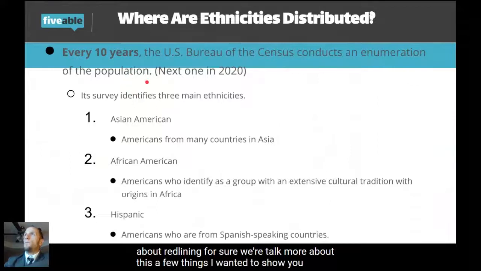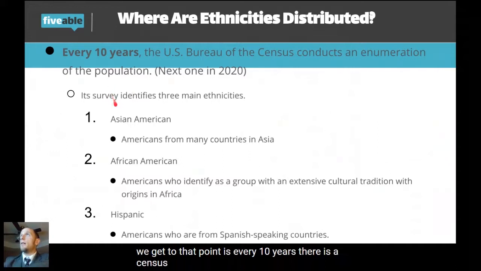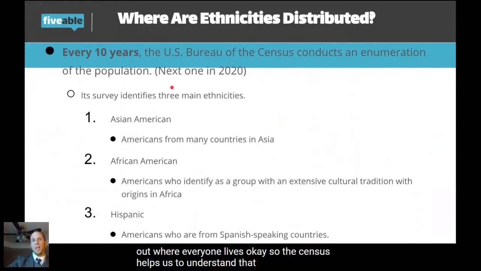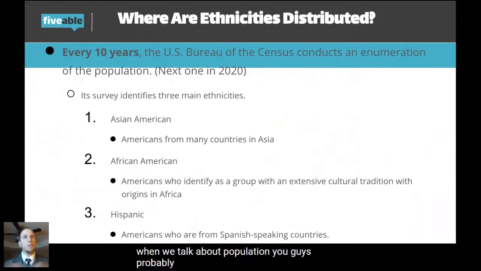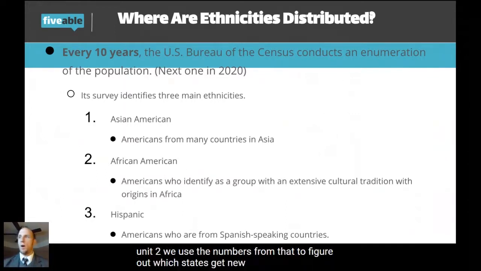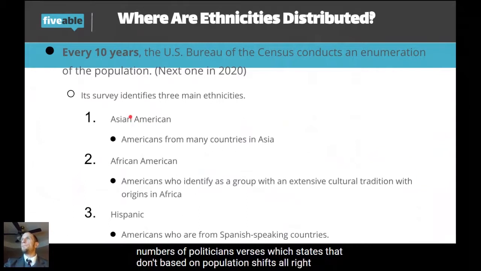A few things I wanted to show you before we get to that point: every 10 years, there is a census, all right? And that's how we figure out where everyone lives, okay? So the census helps us understand as a country how the population shifts from one place to another. You guys probably talked about the census a little bit in Unit 2. We use the numbers from that to figure out which states get higher numbers of politicians versus which states don't, based on population shifts, all right?